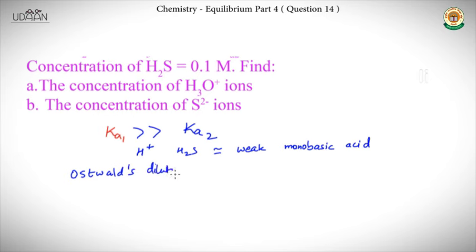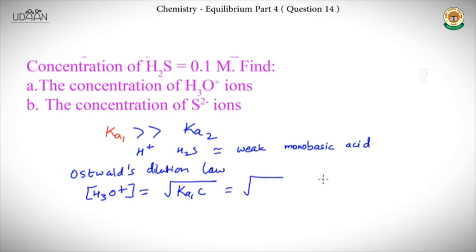This is a concept which is going to occur very often in ionic equilibrium, so you should be thorough with it. So the hydronium ion concentration by Ostwald's dilution law will be given by under root of Ka1 into C, which is under root of 1.1 into 10 raised to the power minus 7 into C. It's given to me as 0.1. That's right. So I get 1.05 into 10 raised to the power minus 4 molar.